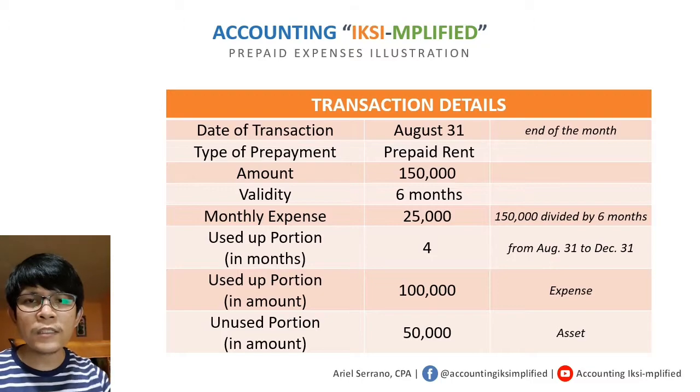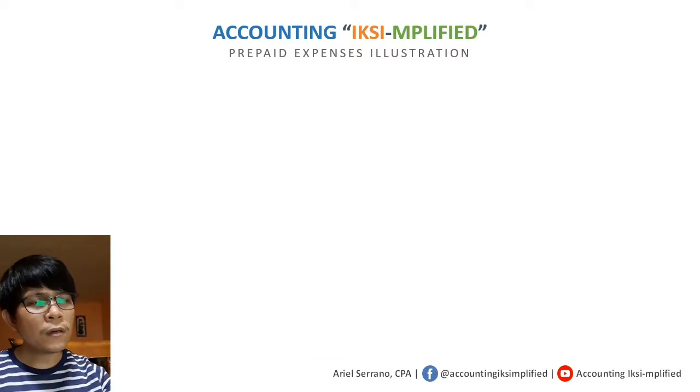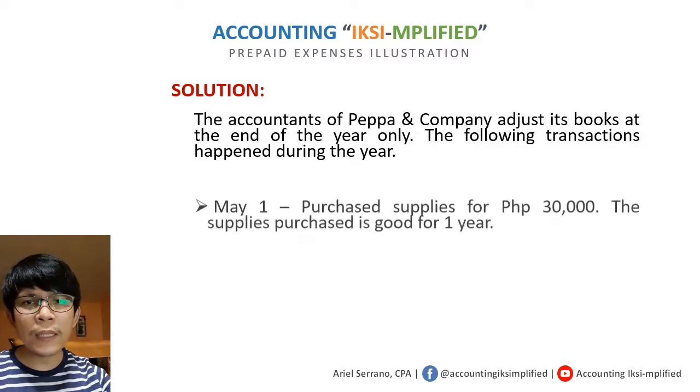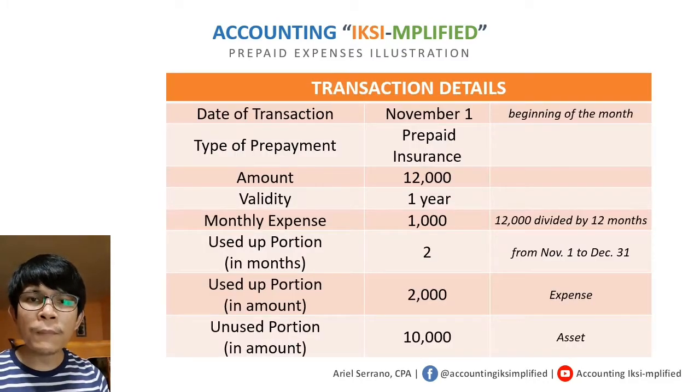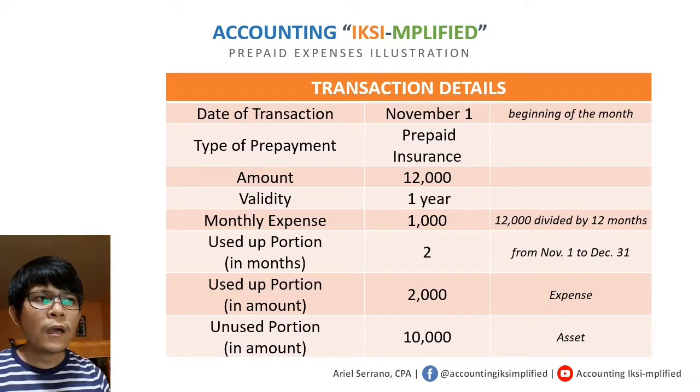So this is the second example. Later on, I will show you what the adjusting entry is. Let's do the computation first to be uniform, one by one, together. Now, the third one happened on November 1, and this is prepaid insurance. These are your pertinent information. This is the beginning of the month since it happened on November 1. Our prepaid insurance is worth 12,000 and good for 1 year.